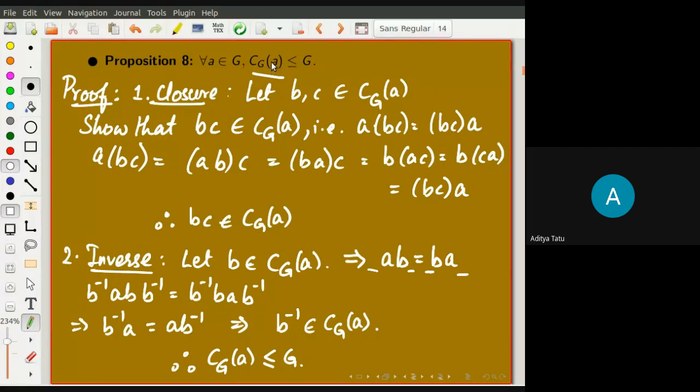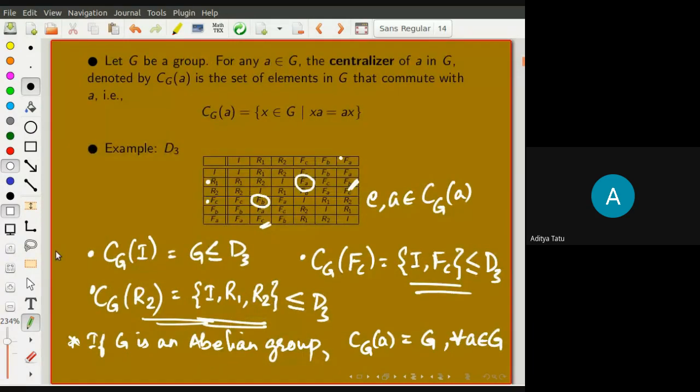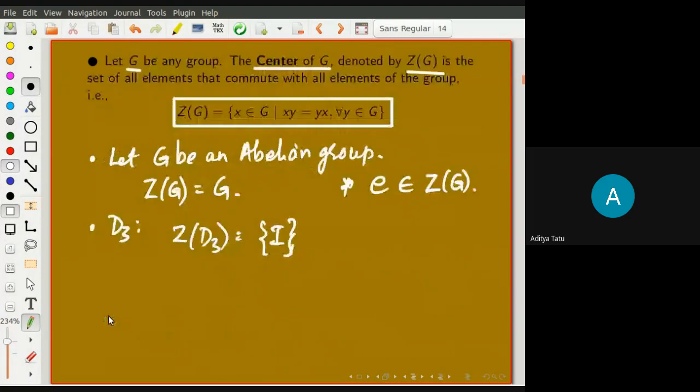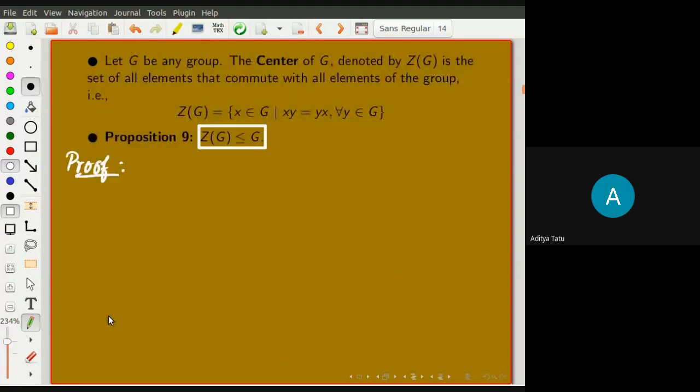So we saw a couple of examples here. C_G(R2), C_G(FC), they are different sets, right? But of course, proposition 8 states that this is a subgroup and this is also a subgroup. Proposition 9, on the other hand, is one set for the entire group, right? This does not depend on elements of G in the sense that I don't have to choose any element here. Okay. Given a group, this would be one set.